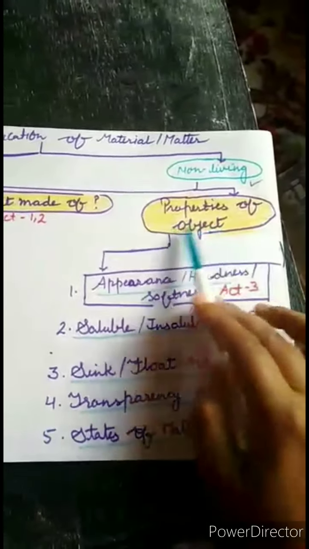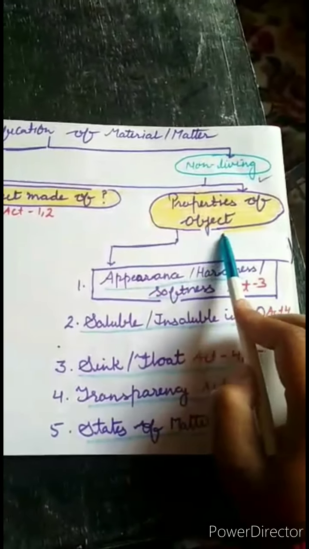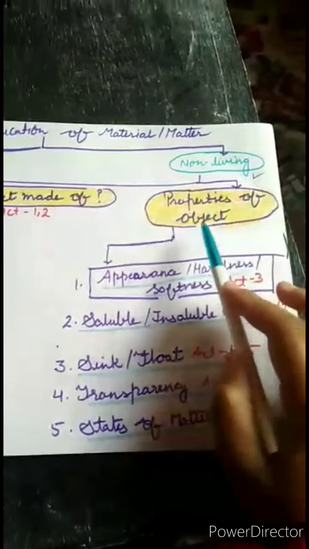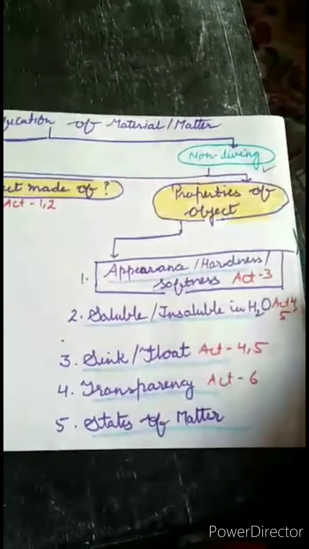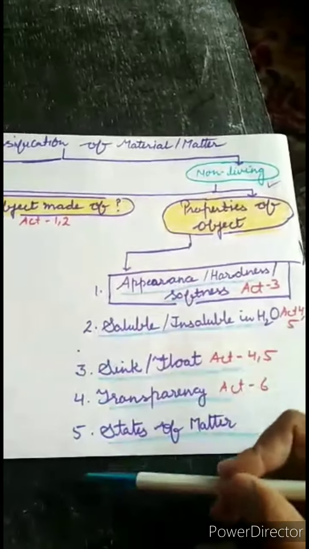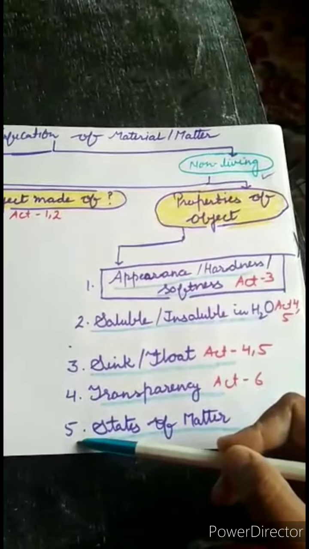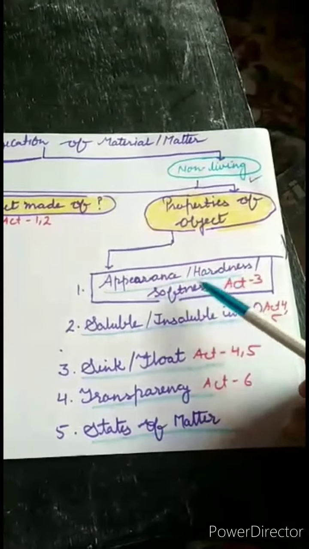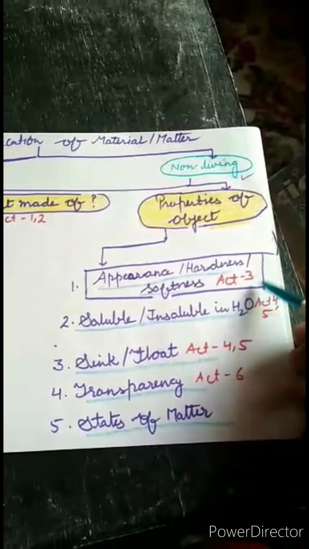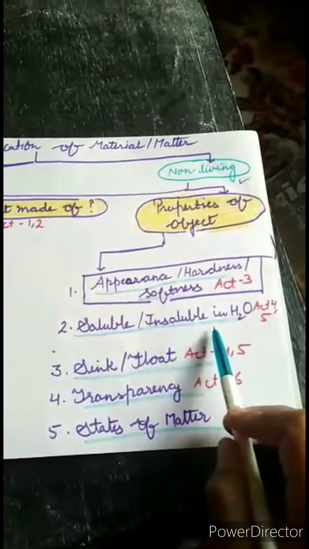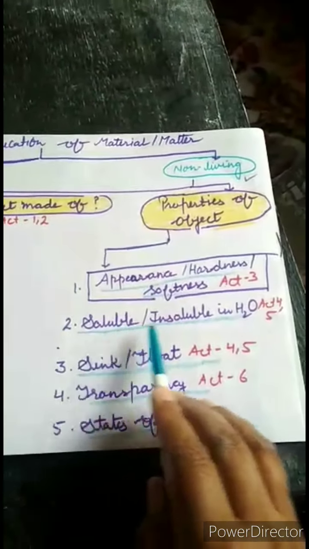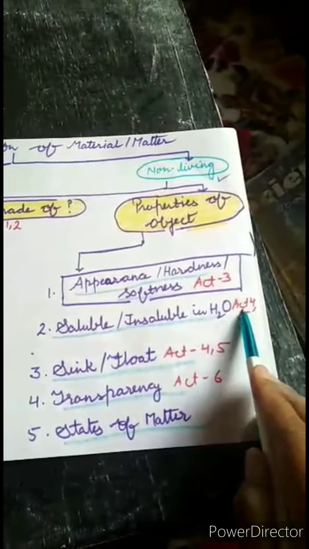So second heading is properties of objects. We can classify objects on the basis of some typical property which they have. So in your book, there are 5 types of property. Number 1 is appearance, hardness and softness of object which are given in activity 3. Number 2, soluble and insoluble in water, means an object either may be soluble or it may be insoluble in water, that is activity 4 and 5.